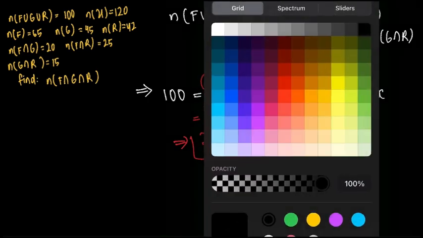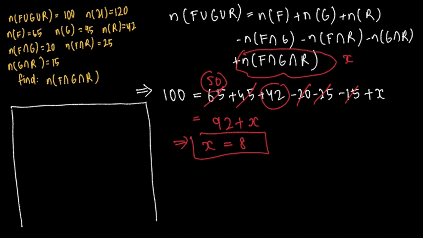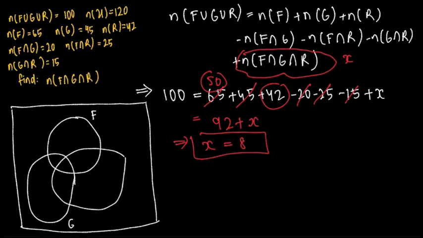So let's put it in the Venn diagram. I mean, we don't really have to, but I'm going to tell you why we're doing it in a few seconds. So that's our universe. Yeah, and that little part in there is 8.